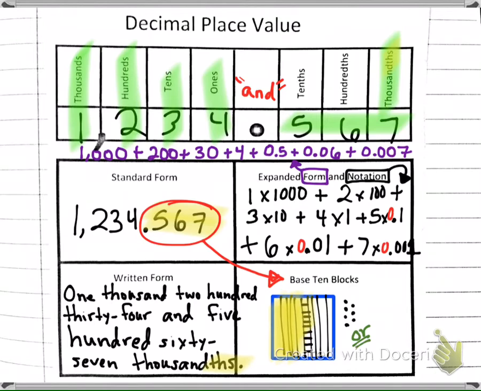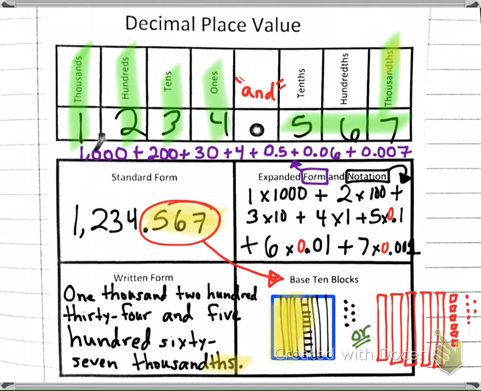Or there's a simpler way to do that. Instead of having a big whole and cutting it into 10 parts with 9 lines and everything that I just did, you can just draw the strips, and that will give you 5 tenths. Each strip is a tenth, so we need 5 of them. Then we need 6 hundredths, which would be little squares, so we need 6 of those. And finally the 7 thousandths, I would represent with just little dots like that. So that's decimal place value, and those are the 4 different ways that you can represent it: standard form, expanded notation, written form, and the base 10 blocks model.